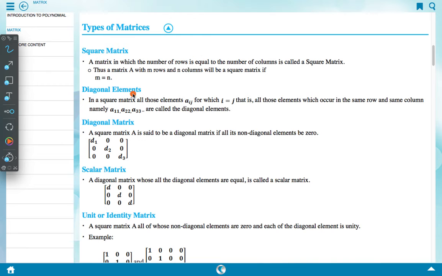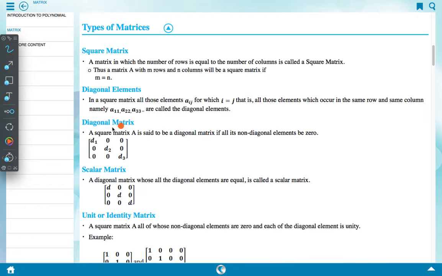Diagonal elements. In a square matrix, all those elements Aij for which I equal J, that is all those elements which occur in the same row and same column, namely A11, A22, A33, are called the diagonal elements.